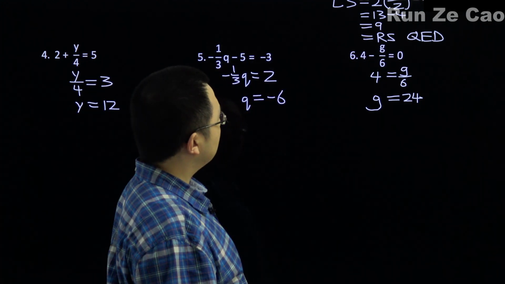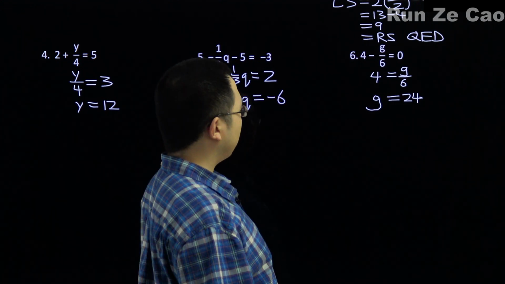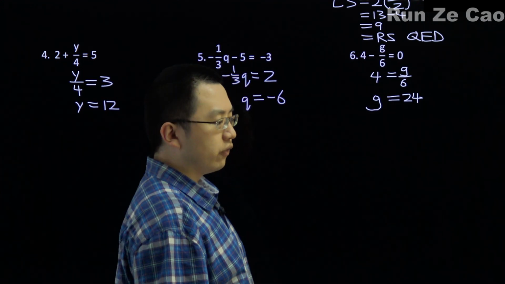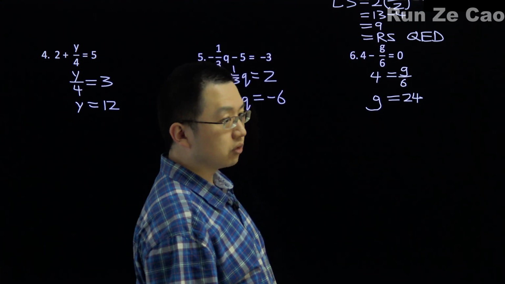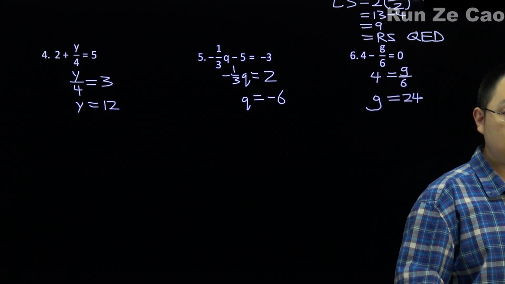Now when you substitute back in, you get left side equals 4 minus 24 over 6. So 4 minus 4 is equal to 0 equals right side. Okay, QED.